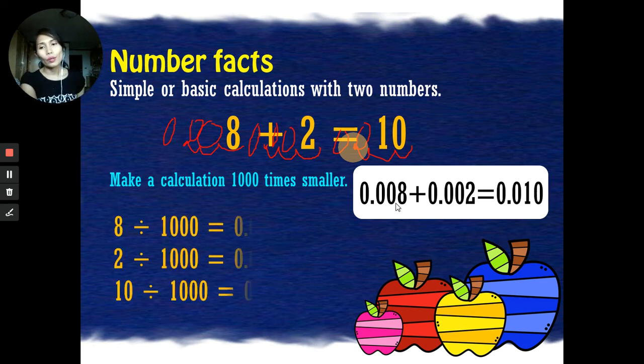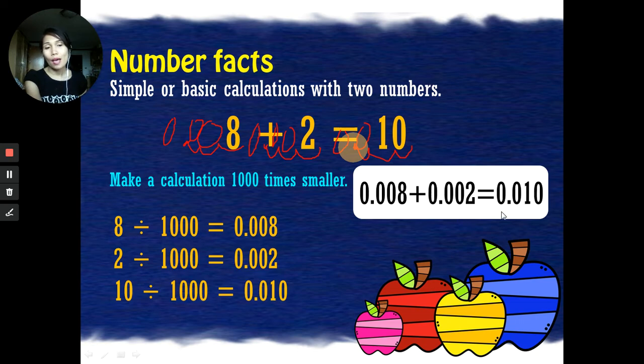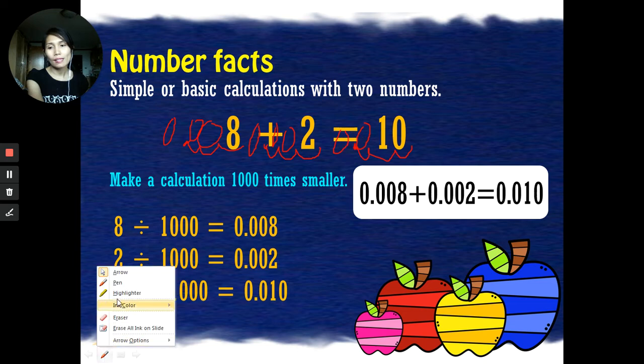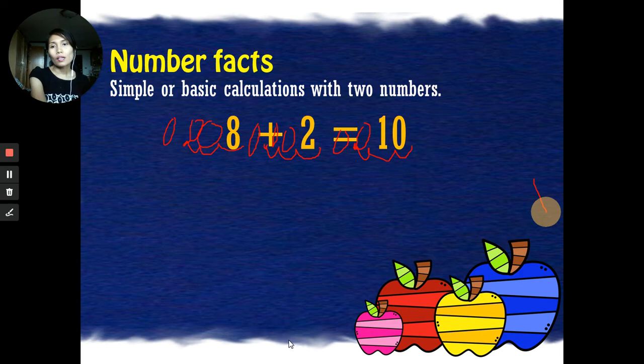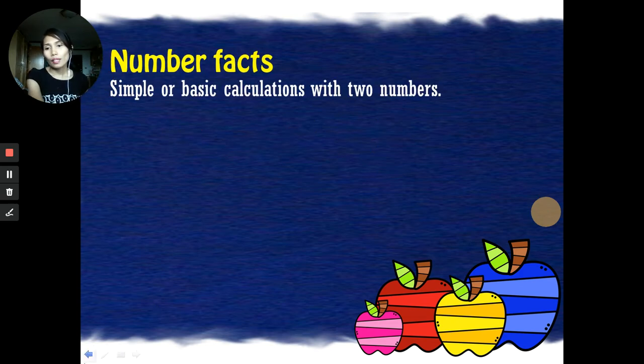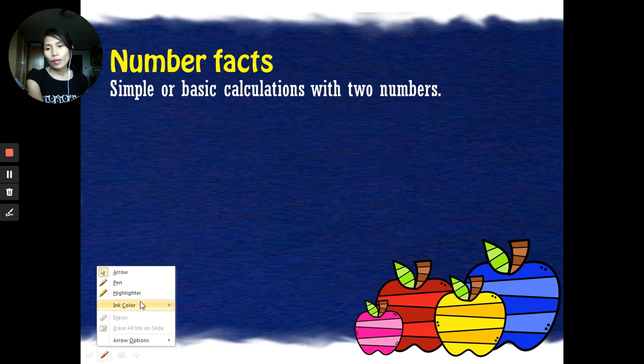Even if you check your answer this way, you'll get the same answer. As I've said, for decimals, if the last digit is 0, you can simply erase that. So that is 1 thousandth. Okay. So let's try another example.